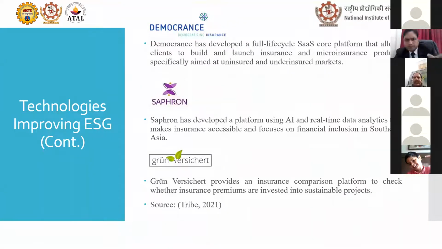Then Democrane has developed a full cycle SaaS platform that helps clients build and launch insurance and micro insurance products specifically aimed at uninsured and underinsured markets, right? Then Saffron has developed a platform using artificial intelligence and real-time data analytics that makes insurance accessible and focused on finance inclusion in Southeast Asia, right? Then there is Grun Verigent, which provides an insurance comparison platform to check whether insurance premiums are invested into sustainable projects. So these are the nine companies I discussed, which are using technologies to focus on these ESG dimensions. This is one video which tells how some companies are providing solutions to ESG.